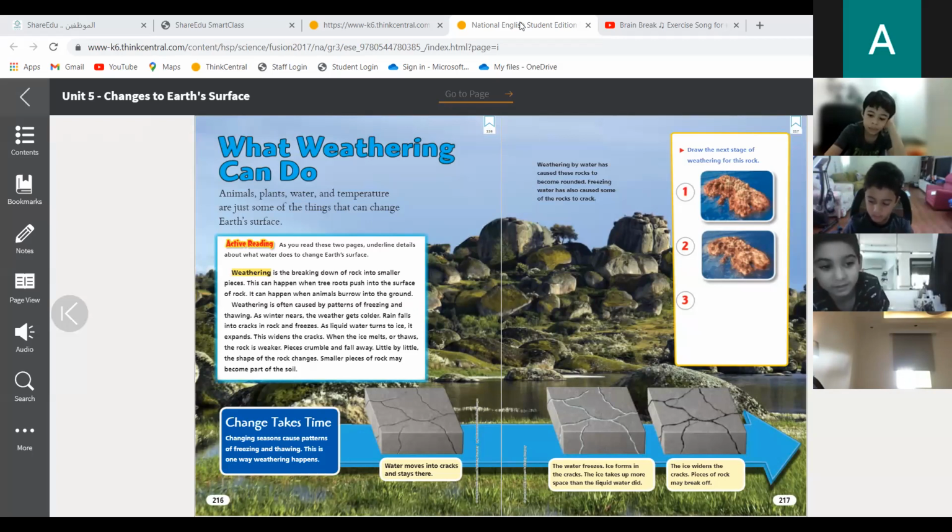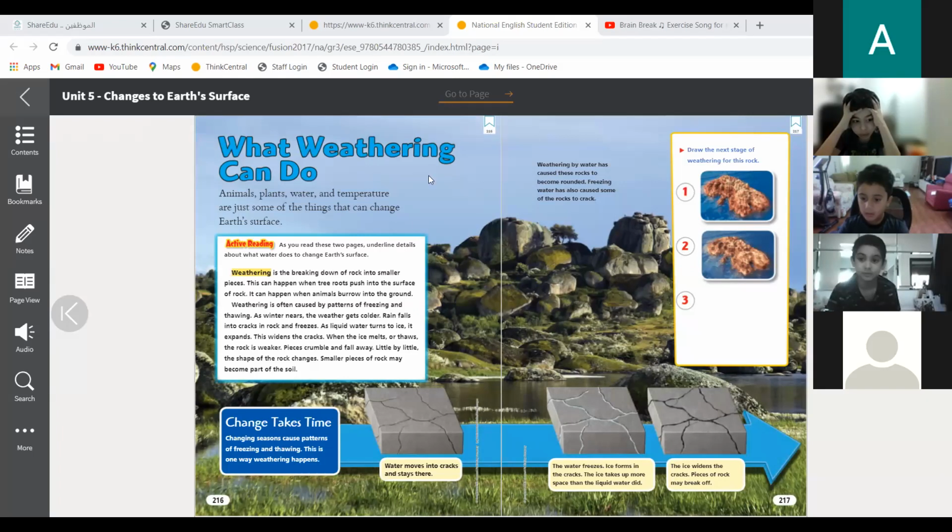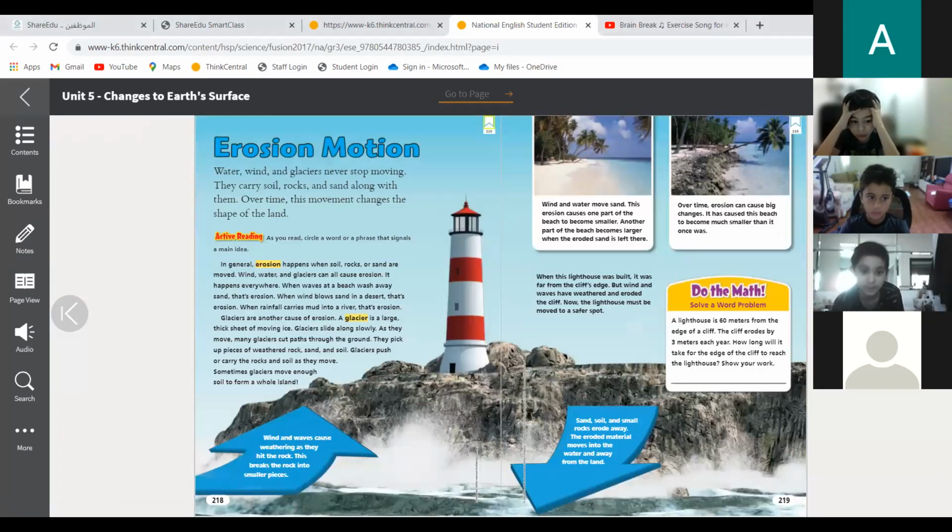We are learning about what? Who can tell me? Yesterday, we were talking about two things, very important. What are they? We were talking about the weathering and erosion. Bravo. Who remembers what are the key words for weathering and erosion? Weathering is what? Erosion is what?